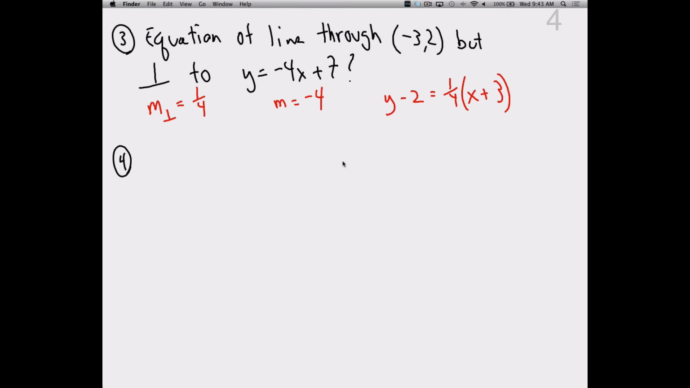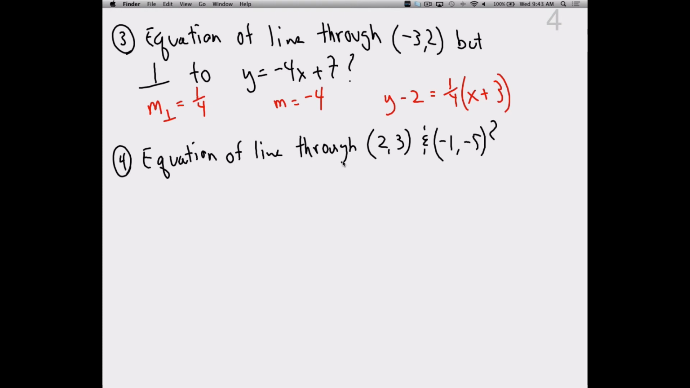Let's do one more example. What is the equation of a line through the point 2, 3 and the point -1, -5? This is going to be fun. Molly, what chunk of information are we missing? Could we find the slope? Talk me through it.